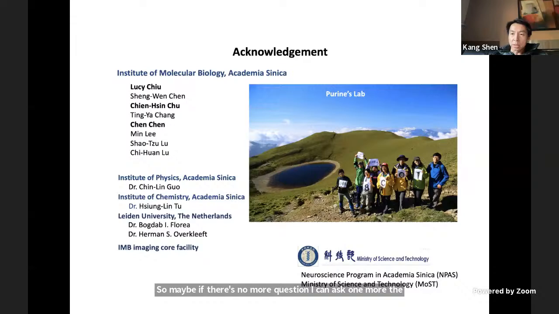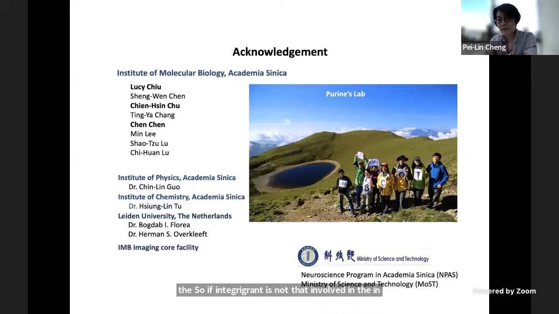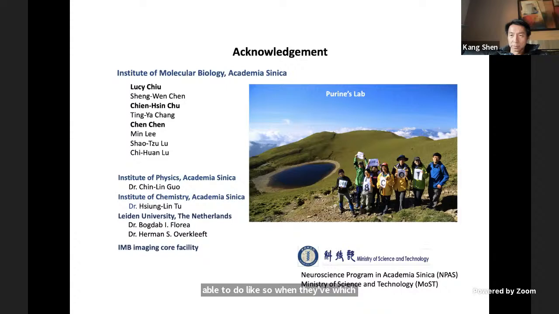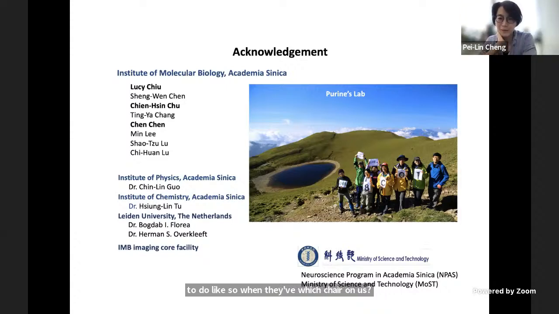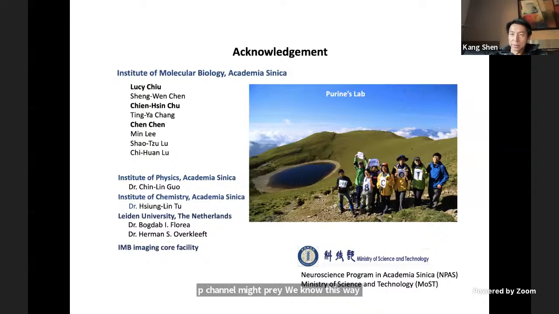So maybe if there's no more questions, I can ask one more. If integrin is not that involved in force sensing, then what is sensing the force? I think the membrane channels themselves are able to do that. Which channel? Yes, a good question. In the cortical neuron, we kind of ruled out Piezo1 and 2, but the TRP channel might play a role. But on those TRP channels, those initial papers, there are hardcore studies, and the evidence that they are mechanically gated is very weak, in my opinion.